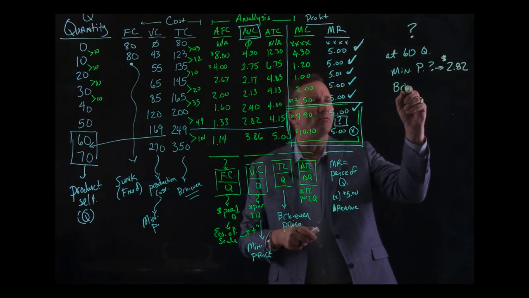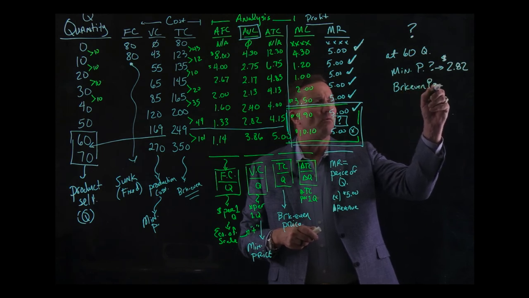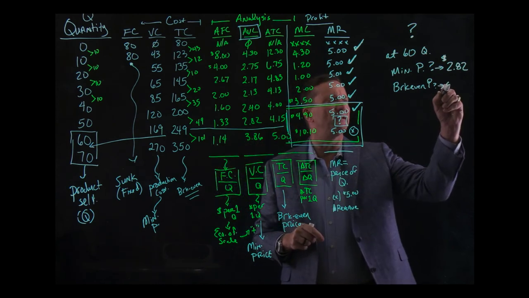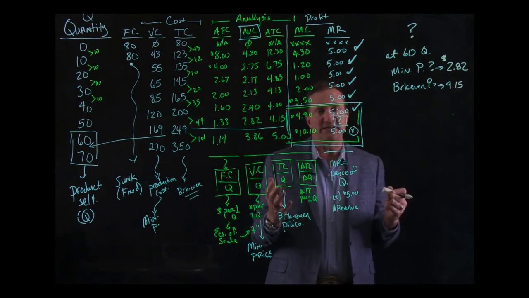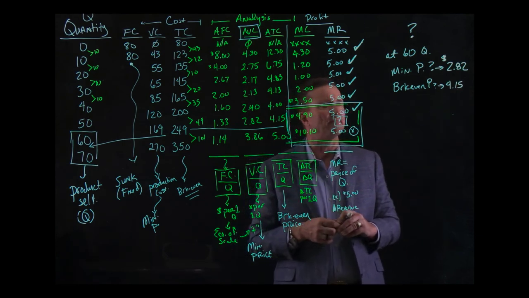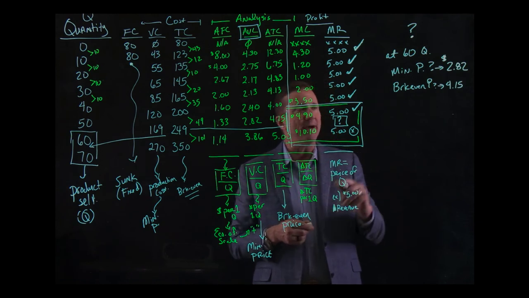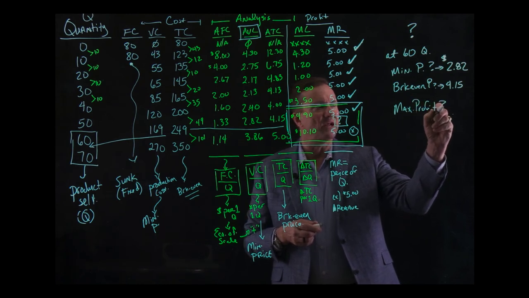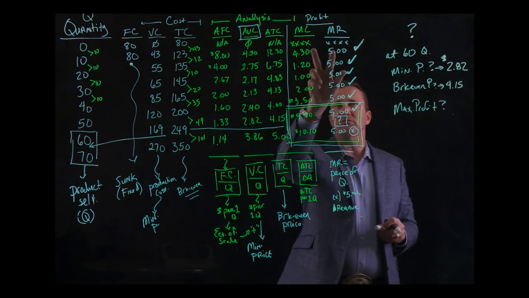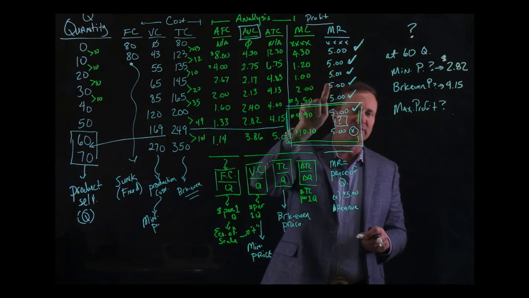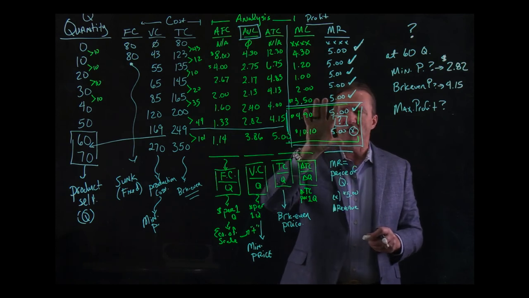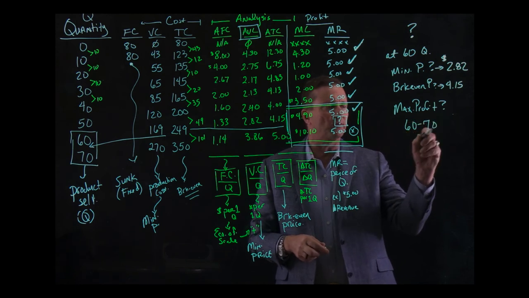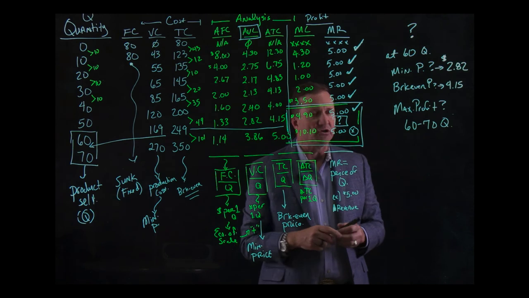What about a break-even price? Well, that's going to be your total cost. So it's going to take $4.15 as a price to break even. What are we selling our product for? The answer is $5, so we're making money. All right, what about maximum profit of this whole table? So maximum profit of the whole table, what's the question for that? Well, that's where marginal revenue and marginal costs get used, and you will keep moving from stage to stage until you get to the stage where they equal each other, and that is going to be somewhere between, I don't know the exact number, 60 and 70 quantity units of production.